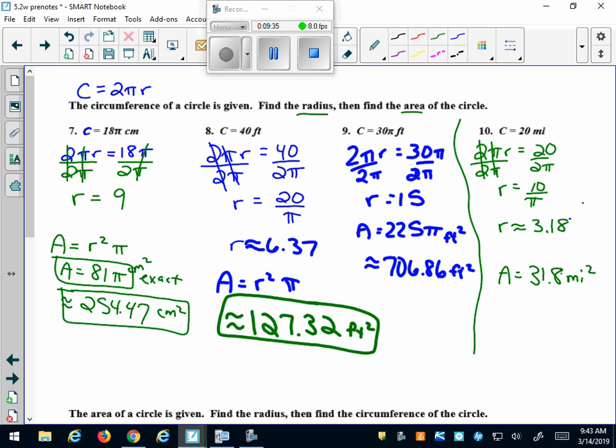Well, 31.77 would round to 31.8, right? 7, 7. The 7 rounds up to an 8. So I just rounded to a different decimal place. Right? Okay, any questions on that? So just be careful with these problems, notice when there's a pi and when there's not a pi. Okay? All right.